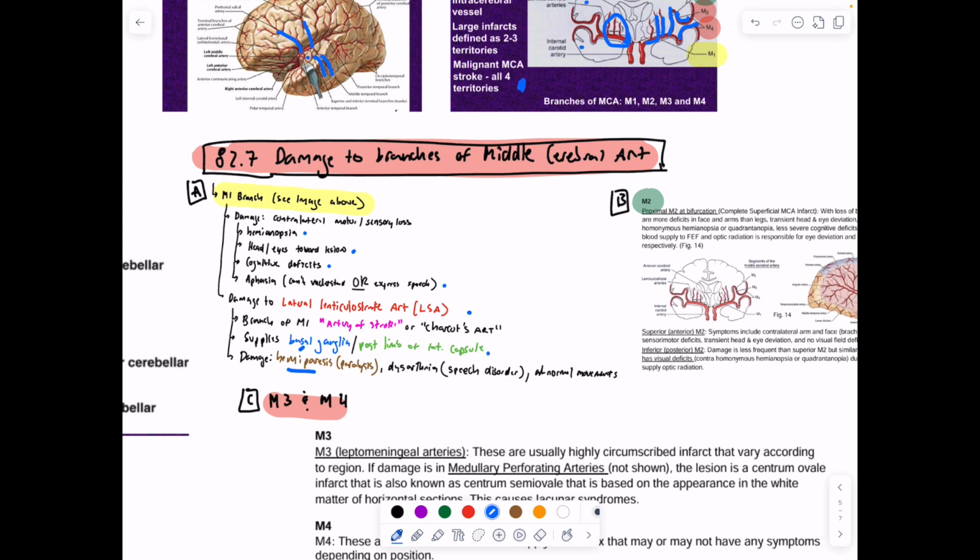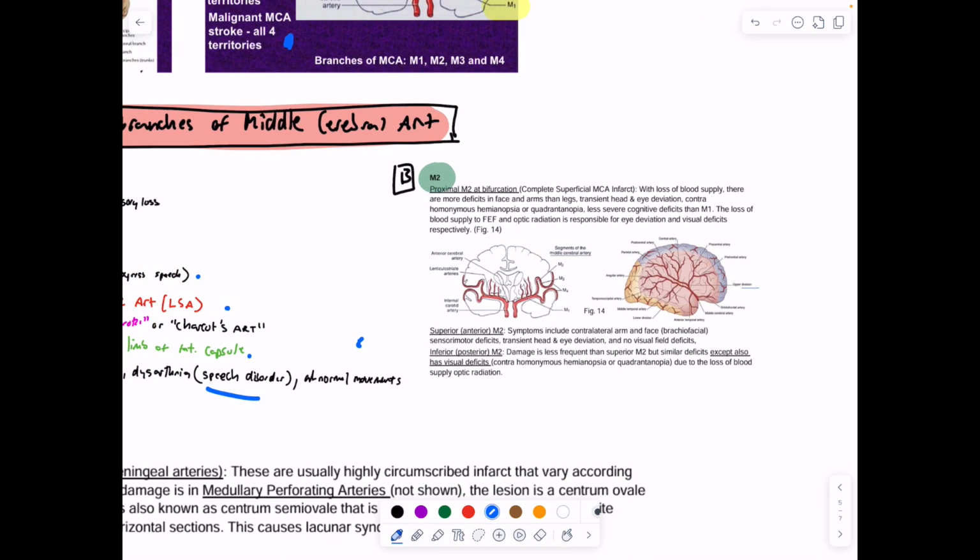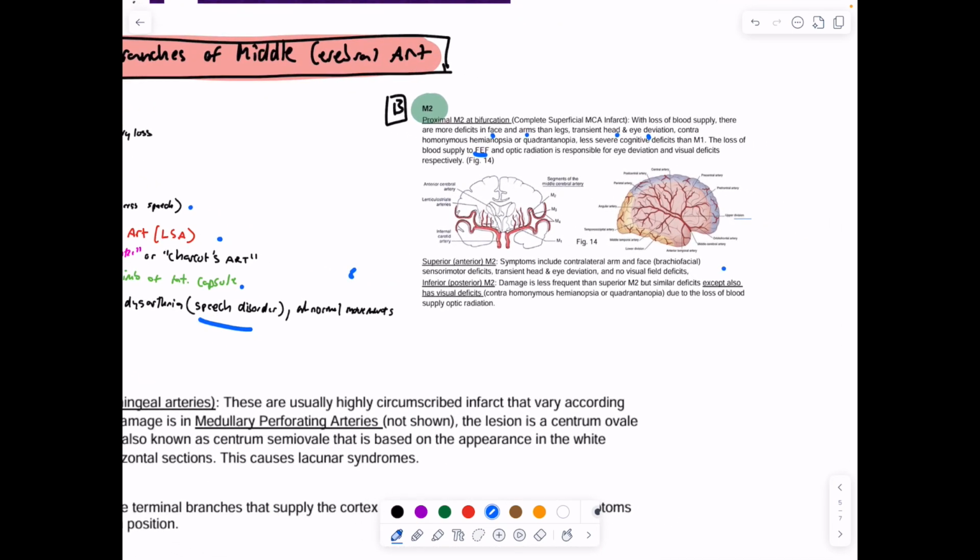And this is going to cause hemiparesis, which is paralysis on one side, dysarthria, which is a speech disorder, and abnormal movements. And then M2, basically, with loss of blood supply, there's going to be deficits in the face and the arms, transient head and eye deviation, and then hemianopsia, severe cognitive deficits, or less severe cognitive deficits than M1, and loss of blood supply to the frontal eye field and optic radiation. So not good, but M2, contralateral arm and face deficits.